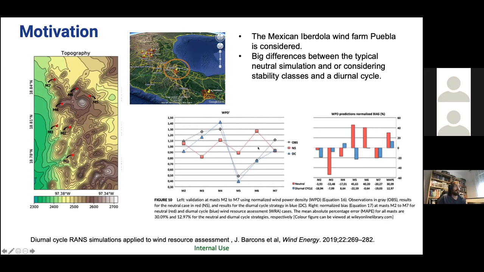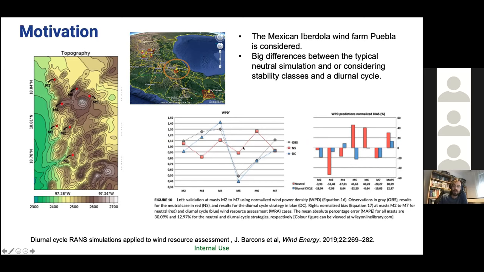You see that there are big differences; when you look at the bias, we can note very large errors. This is work from some of my colleagues at BSC, where for this particular case they were doing a diurnal cycle simulation using stability theory, and then they were able to simulate the same wind farm taking into consideration the stability conditions and the diurnal cycle. Then you can see in blue the difference in results. It's a big improvement.